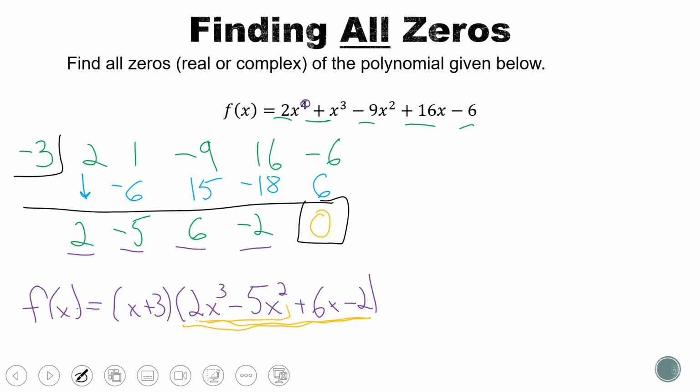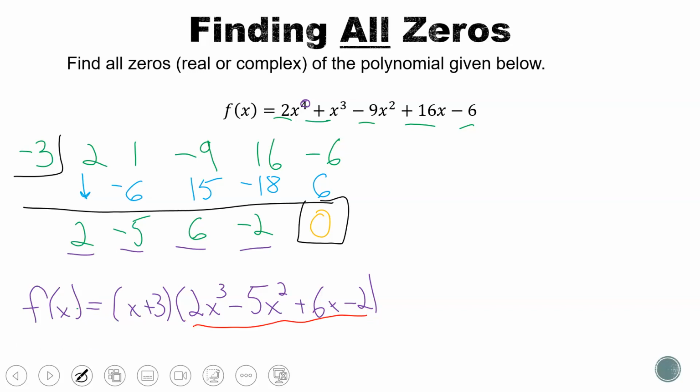Some factor by grouping also wouldn't work, since I believe if we factored, let's say, x squared out of 2x cubed minus 5x squared, that would give us 2x minus 5. But factoring a 2 out of the 6x minus 2 would give us 3x minus 1, and unfortunately that's not going to take us anywhere.